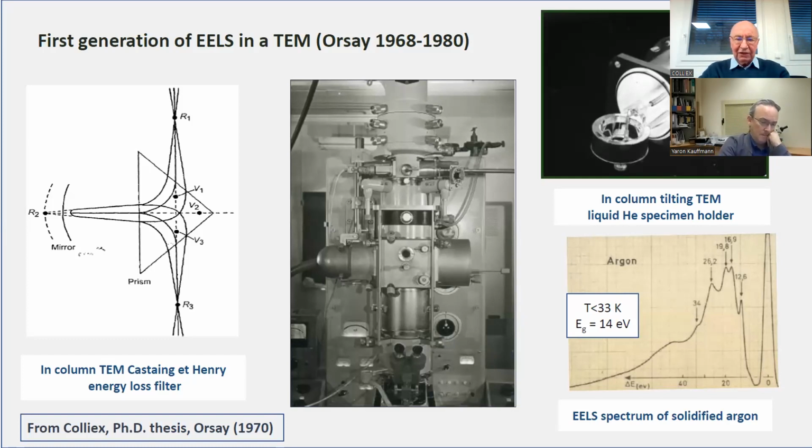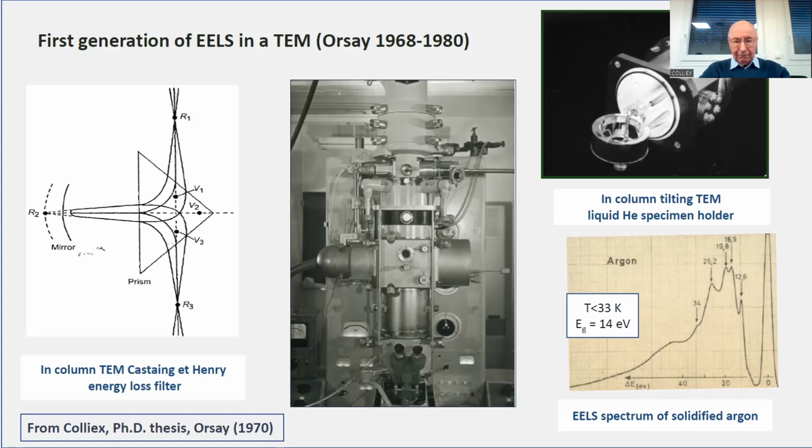And so this is the energy filter in the middle of the column, and this is a design on the left of the energy filter, which was a Castaing-Henry filter. By the way, because we wanted to look at specimens at liquid helium temperature, I had also designed and put in the column a liquid helium specimen stage. And it resulted, at the time, in recording my first electron energy loss spectra at low temperature, at about 30 Kelvin, of argon gas which had been deposited on a thin supporting film.